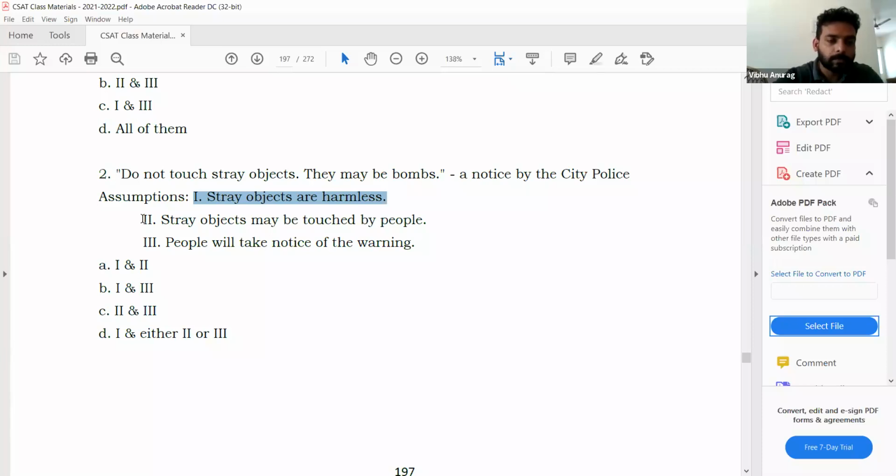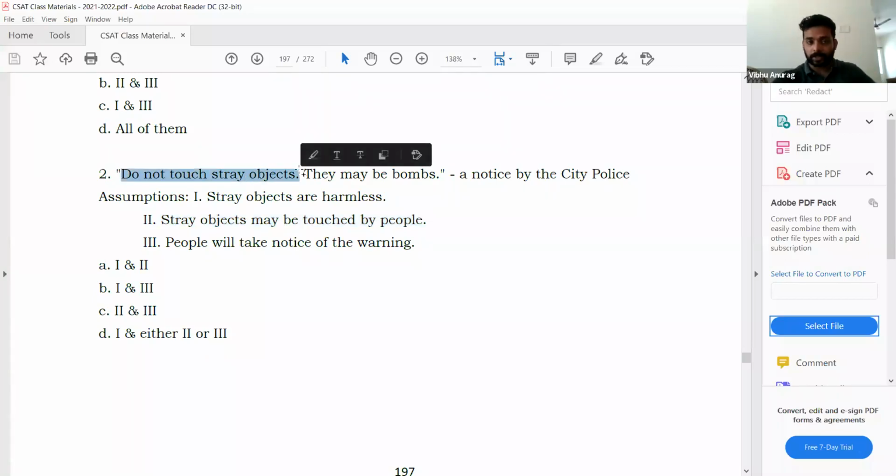Second one, stray objects may be touched by people. Do they believe? Do they think so? Yes. They're saying, do not touch stray objects. So they're warning you, don't touch stray objects. So in their mind, they believe stray objects may be touched by people. People may go and touch them. So they're saying, do not touch them.